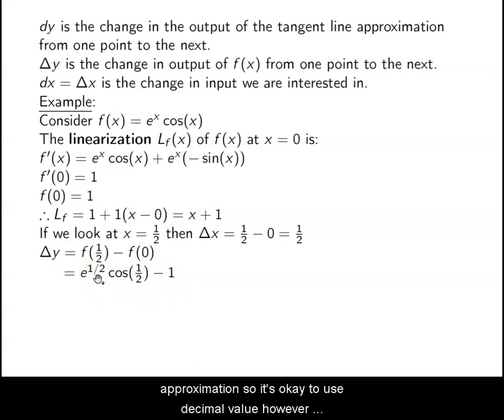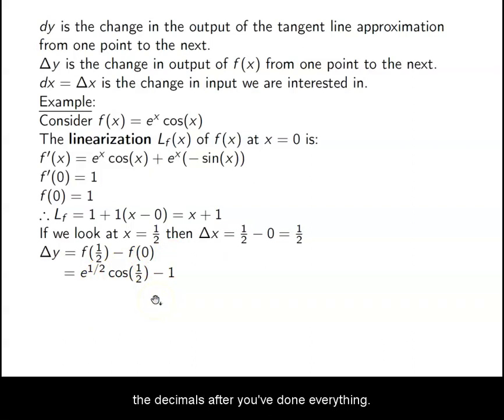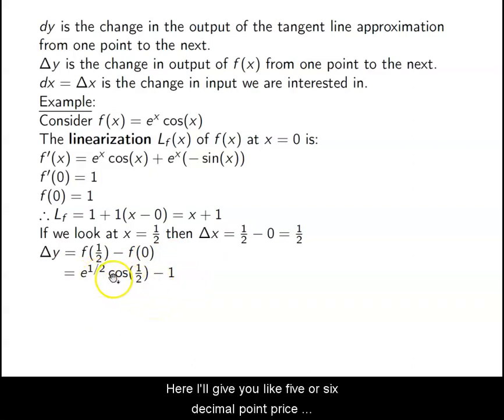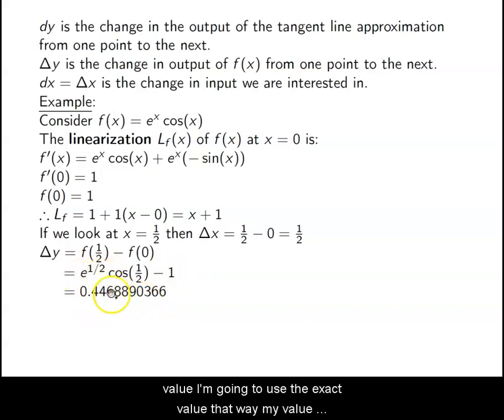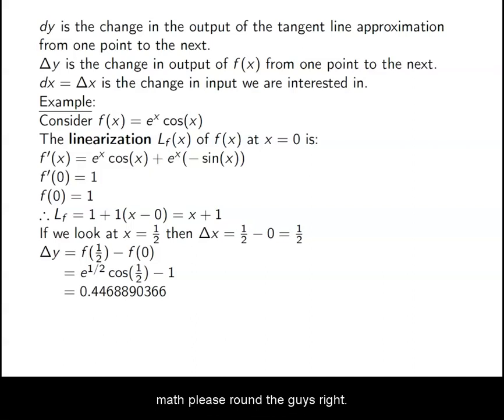But here we're using differentials and approximations, so it's okay to use decimal values. However, I always tell my students 4 decimal places of accuracy, but when you're doing your math, keep everything as exact as possible, which means do all your math with the exact value, and then provide the decimals after you've done everything. Here I'll give you a 5 or 6 decimal point approximation, but if I'm going to continue to do math using delta y, I am not going to use this decimal value. I'm going to use the exact value, so that my values stay as exact as possible and I don't have compound error from rounding over and over and then using math with these rounded values.